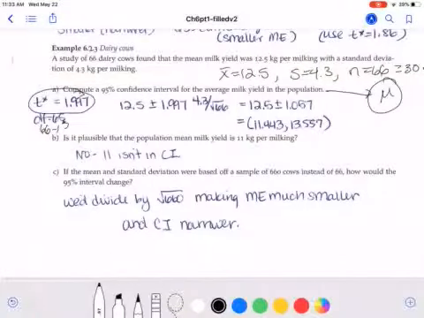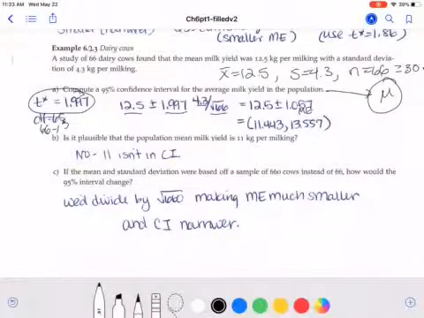So what we get in our interval is x bar plus or minus that t times s over square root of n. That will yield 12.5 plus or minus our margin of error of 1.057. So we get an interval from 11.443 to 13.557.